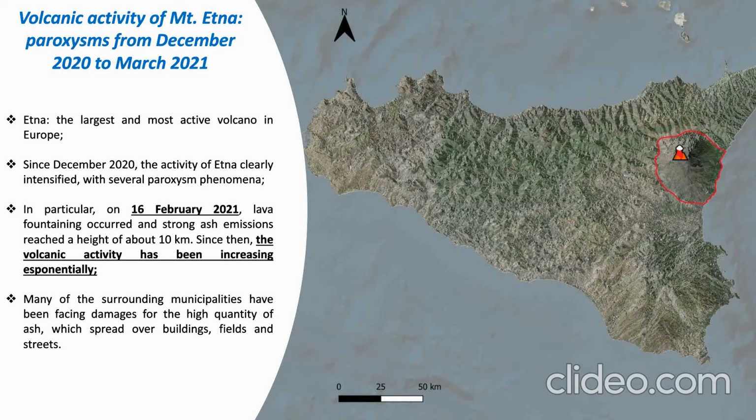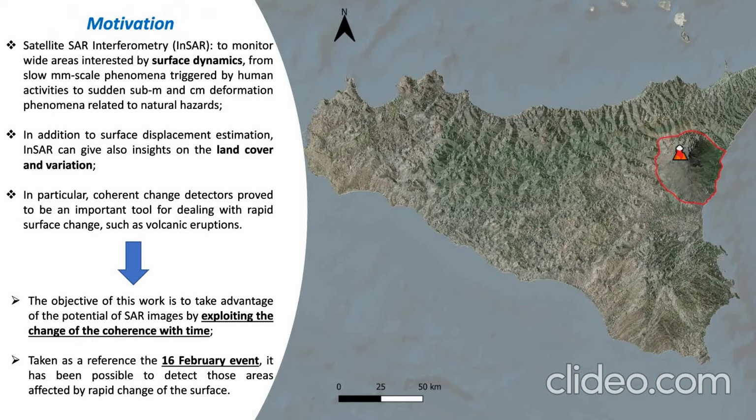So, let's say that InSAR is a technique that is worldwide known to be one of the most important to monitor the surface deformation. But it's not only this, because it's also useful for change detection and to see the change of the coherence in time. So the object of this work is to take advantage of this potential in order to exploit the change of coherence in time, seeing the change of the coherence before and after this important event of 16 February 2021.